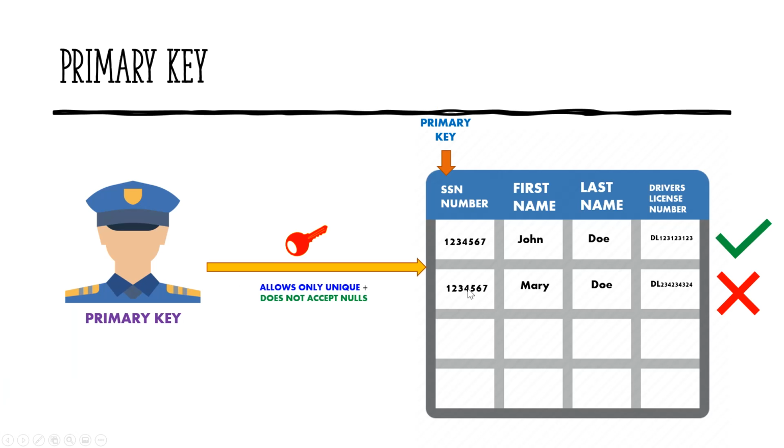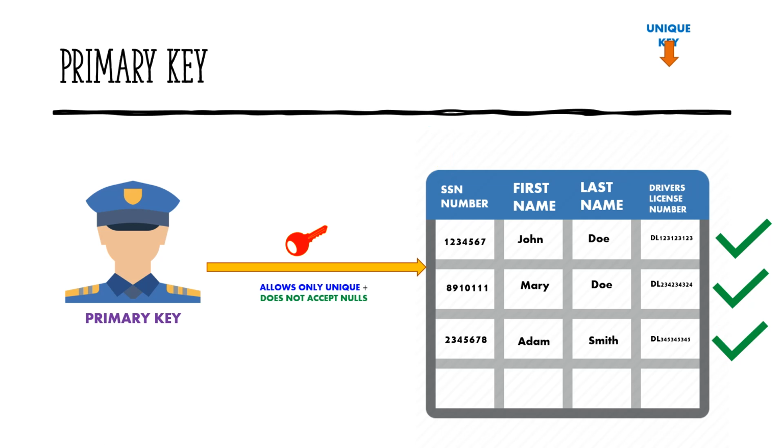4 5 6 7 matches the John Doe's SSN number, and the primary key does not accept duplicates, or it needs this value to be unique, allows only unique values. So once I change that, it executes successfully. Now what happens when I put a null value or no value in the SSN number? It will fail because the primary key does not accept null values. So once I give a number, it executes successfully.